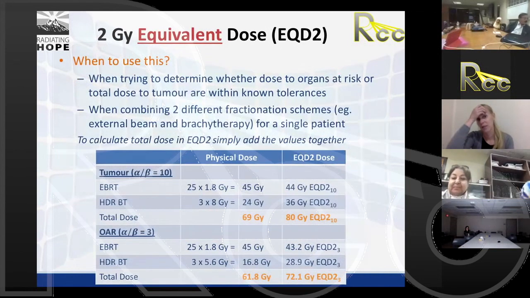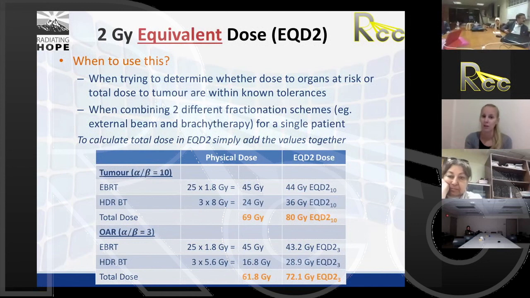So when do we use the 2 gray equivalent doses? We use our biological effective dose if we're comparing 2 different fraction regimes for the same patient. But we want to use our 2 gray equivalent doses when we're trying to determine whether doses to organs at risk or total dose to the tumour are within the tolerance values that we know from clinical evidence. We know, if your bladder receives over 80 gray, that's bad. If your tumour receives more than 90 gray, that's good. So this is when we use our 2 gray equivalent doses.